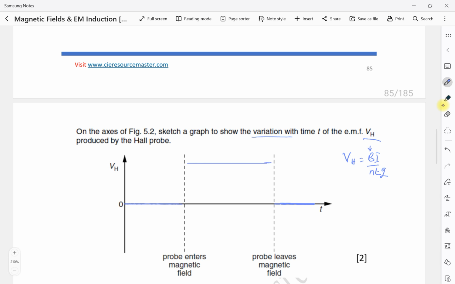There's this rapid change from zero to a certain value and rapid decrease to zero when you move out of the poles. So I'll draw this as a sharp line with a steeper gradient there, and another line with a steeper gradient here. It is something like that. Okay.